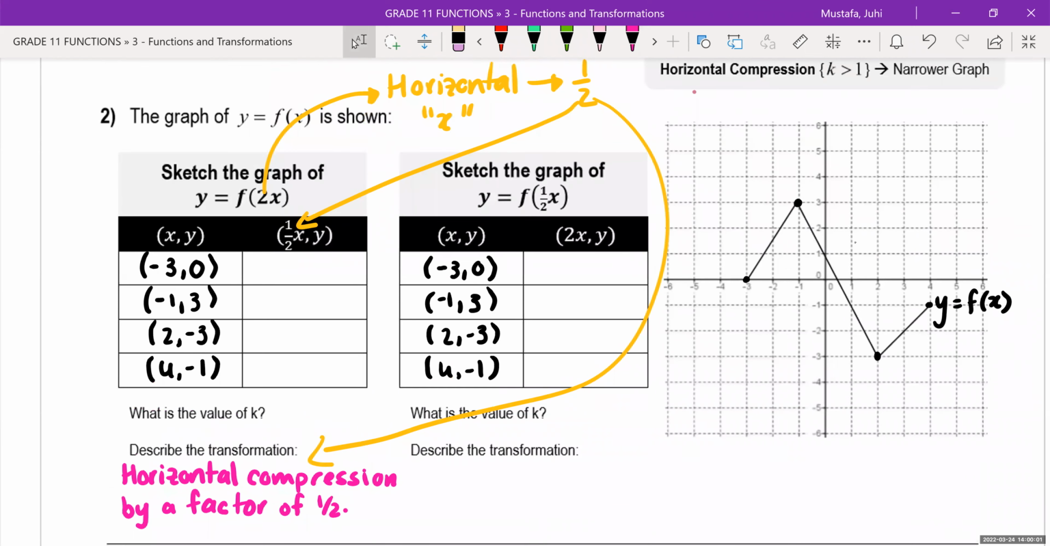Oh, it looks like a spider. I don't know what this is. Let me just do it one more time. Let me explain it one more time.